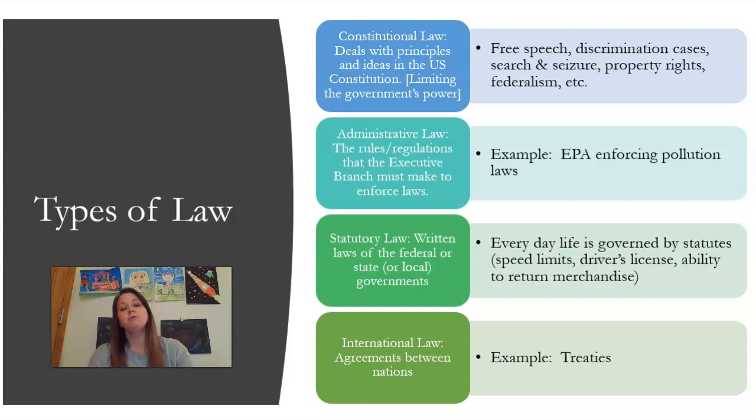And so you'll see some examples there on your screen, such as free speech or property rights. It also deals with federalism. Another type is administrative law. And we kind of talked about that with the executive branch. Anytime you say administer or execute, carry out, enforce, or regulate, those 5 terms specifically mean you're dealing with the executive branch. With administrative law, these are rules or regulations that the executive branch must make to enforce the laws.